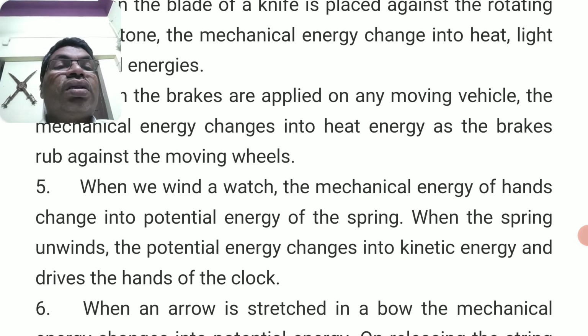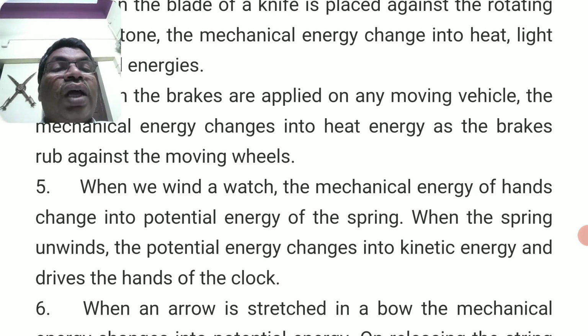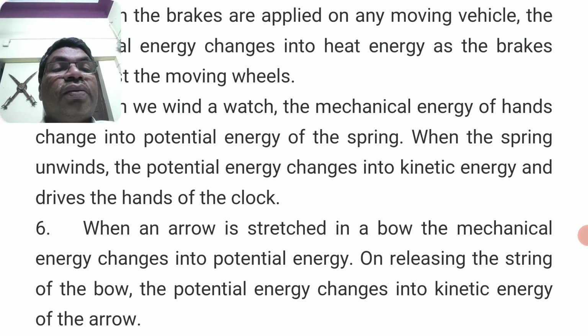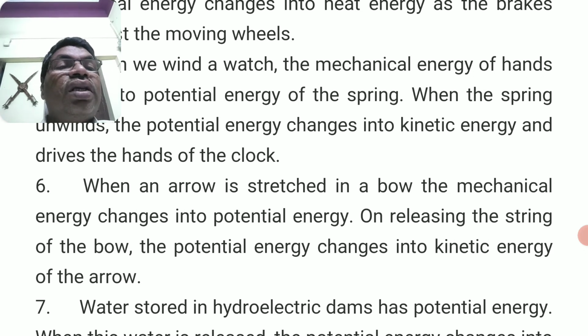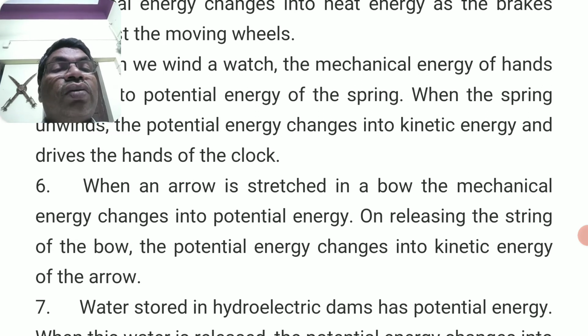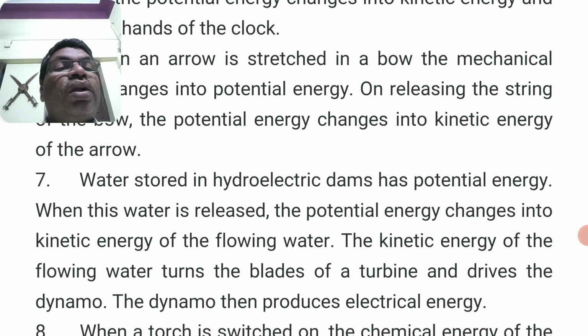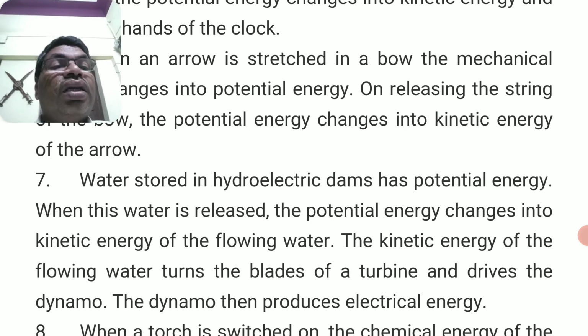When we wind a watch, the mechanical energy of the hands changes into potential energy of the spring. When the spring unwinds, the potential energy changes into kinetic energy and drives the hands of the clock. When an arrow is stretched in a bow, the mechanical energy changes into potential energy. On releasing the string of the bow, the potential energy changes into kinetic energy of the arrow. Water stored in hydroelectric dams has potential energy because of its position at a certain height. When this water is released, the potential energy changes into kinetic energy of the flowing water.